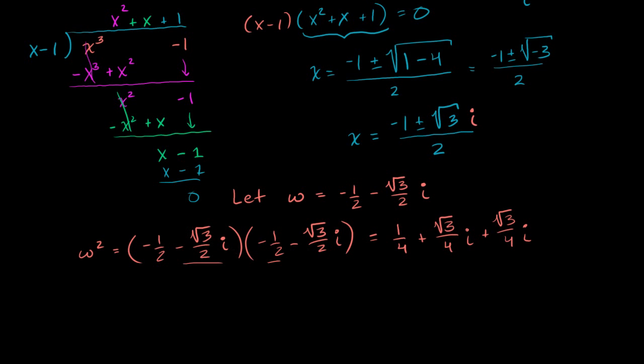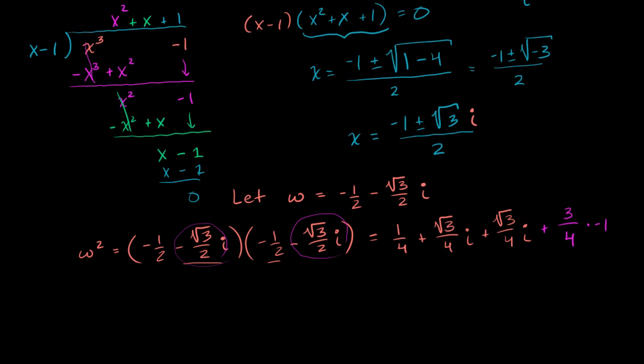And then we're going to want to multiply the two imaginary terms. So the negatives cancel out. And so you have square root of 3 times square root of 3, which is just 3. And then you have 2 times 2, which is 4. And then you have i times i, which is negative 1. So let me just put a negative 1, so times negative 1 over here.